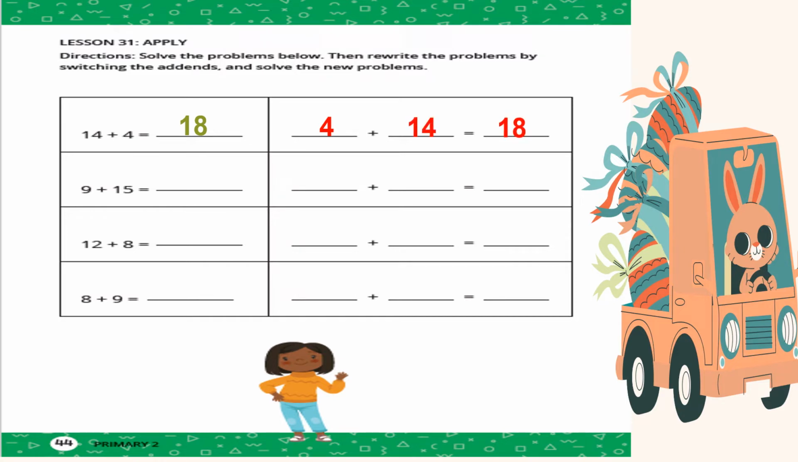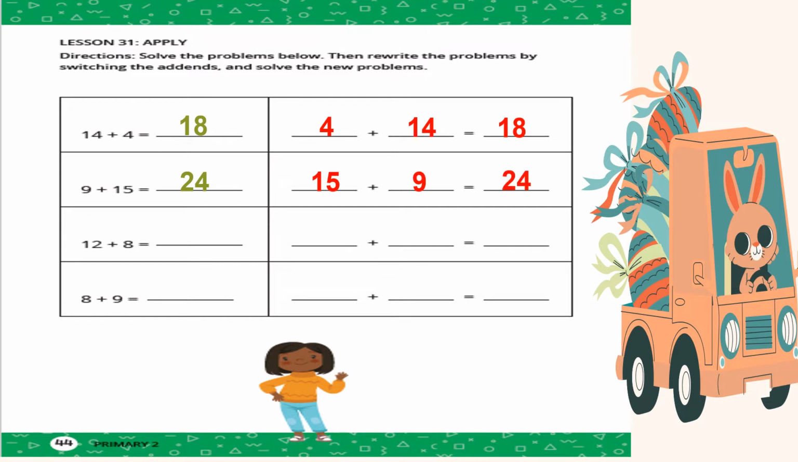Problem number 2, 9 plus 15. After 15: 16, 17, 18, 19, 20, 21, 22, 23, 24. So 9 plus 15 equals 24. Let's switch our addends. 15 plus 9 equals, yes, 24.